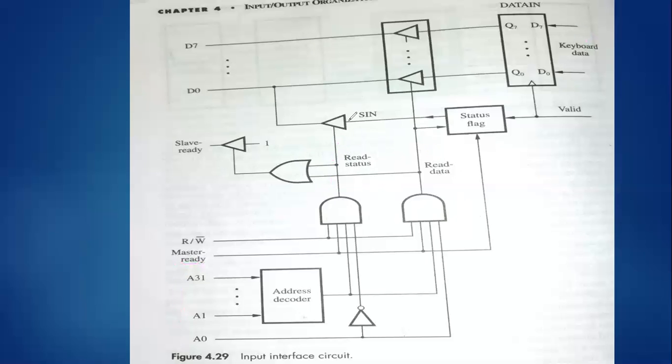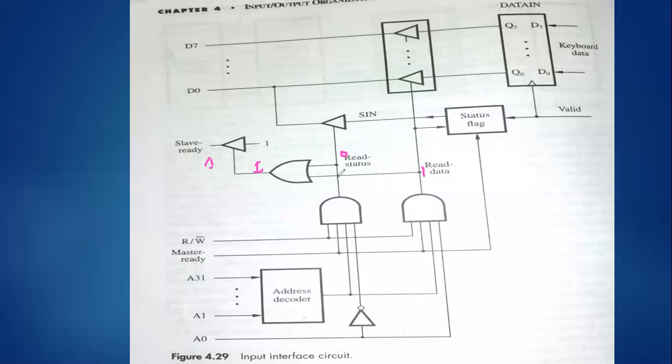After generating the slave ready, we will have a switch in these particular values. Now data is available, so read status will be set to 0. Directly we are trying to read the data, so this line will be set to 1. With 0 and 1, what is the outcome? It will be 1. So the signal out of this gate is slave ready, 1.